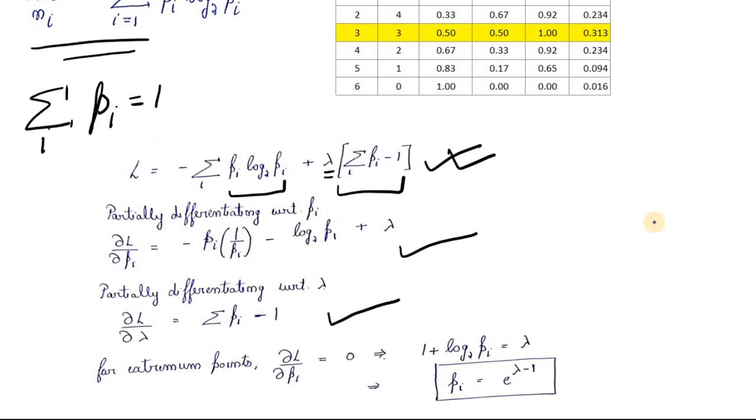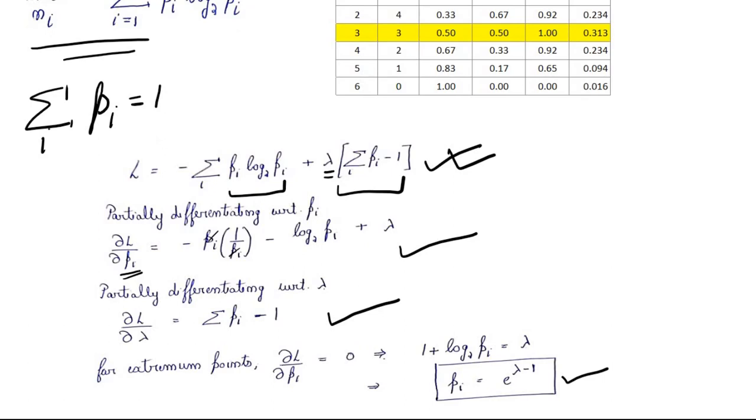For extremum points, we equate this differential to 0, and on solving, once we do the partial differentiation, this and this term get cancelled out. It's 1 and this is log to the base 2 of pi. We get the eventual value of pi to be equivalent to e raised to lambda minus 1. So this is basic calculus I applied over here, and I was able to reduce pi in terms of lambda.